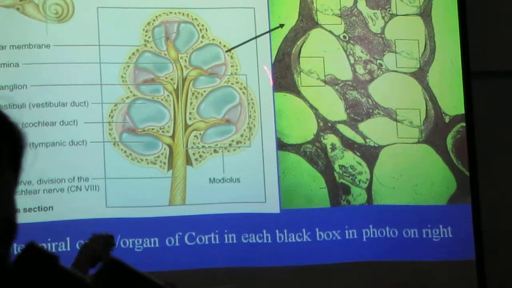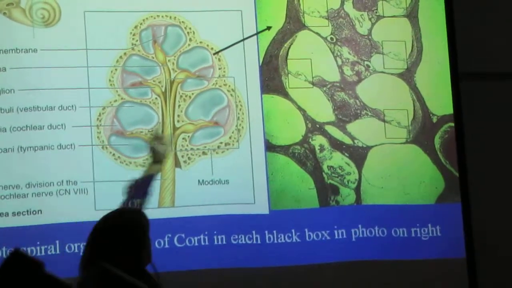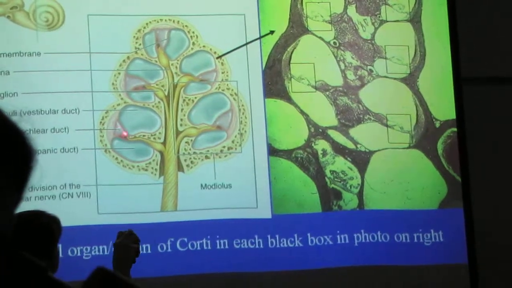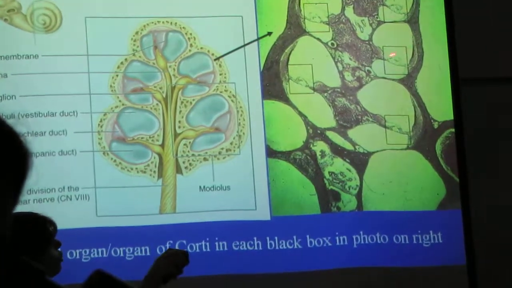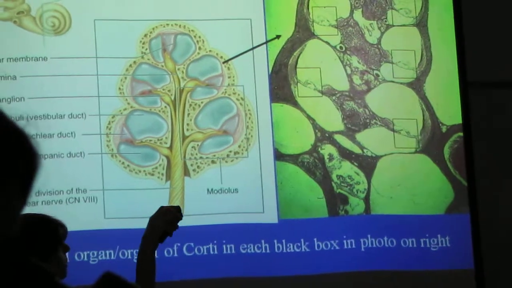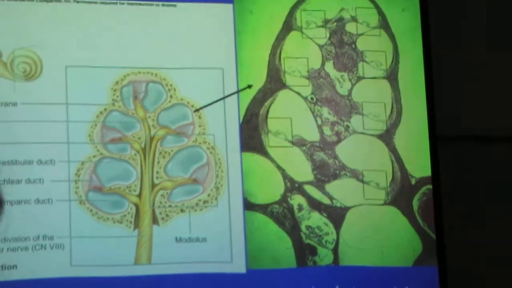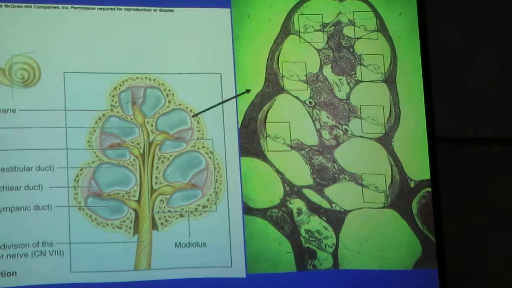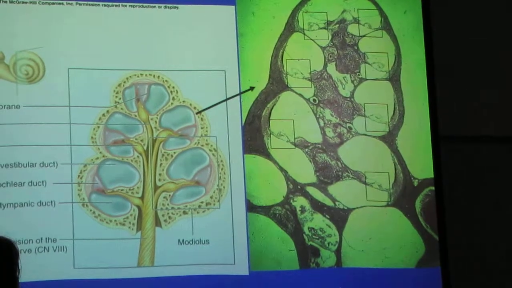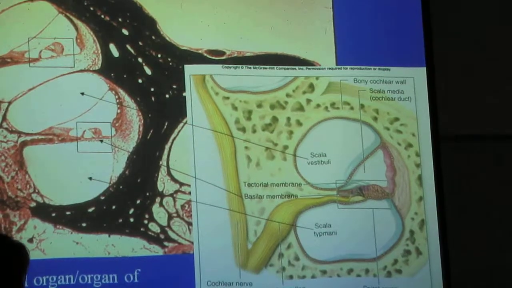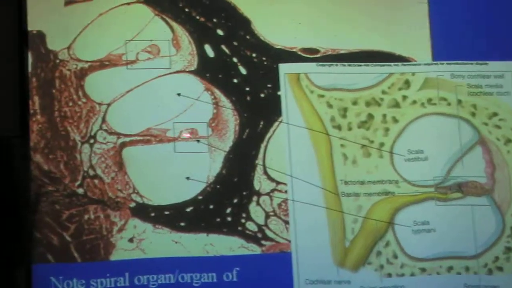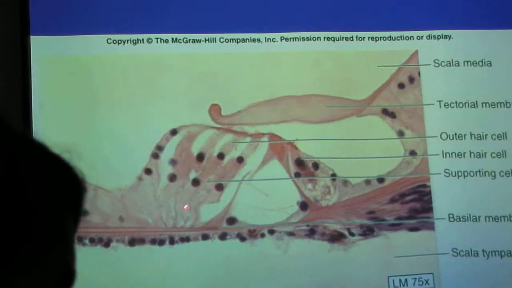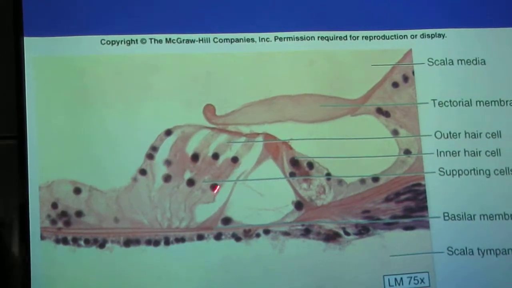Now, again, imagine it going around in 3D. And notice we have these repeating structures here. Those repeating structures that I've also put squares around right here are the structures that have the receptors for hearing. They're called hair cells. And so if we blow those up, we can see those hair cells. I'm going to blow them up a little. Here they are right here. Can you see these cells right here?